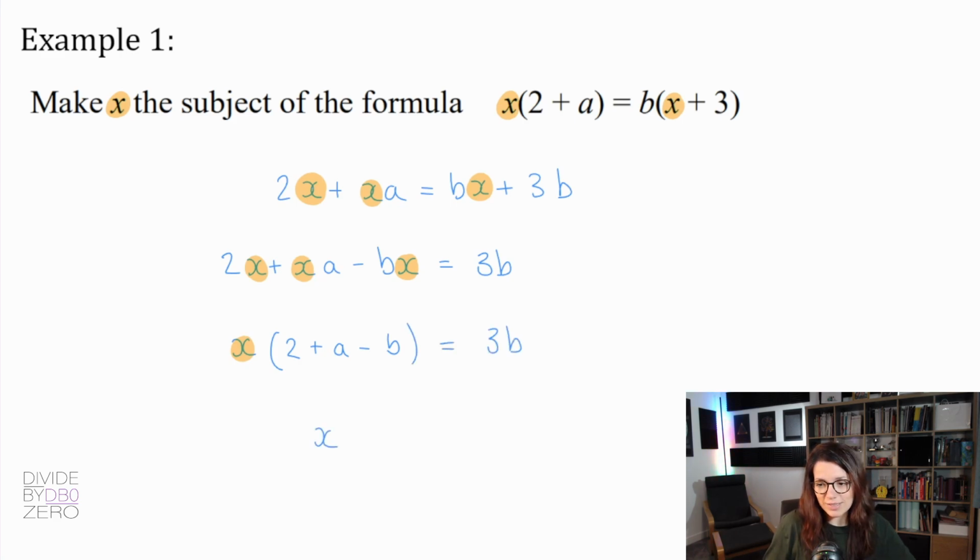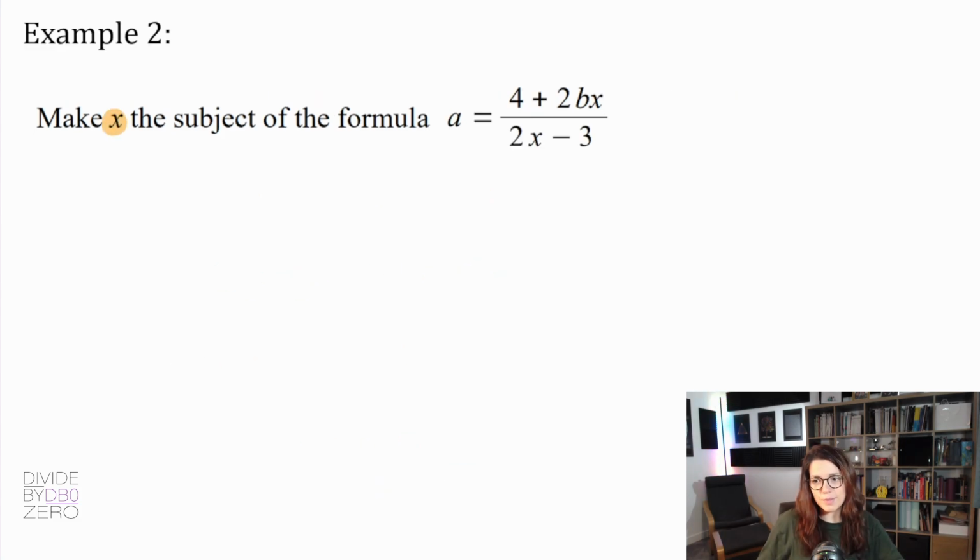Just to get x on its own, we just need to divide by that new bracket. So x would be 3b all over 2 plus a minus b. And x is on its own, so we're finished. This is the trick really with these types of questions: factorize to get 1x.